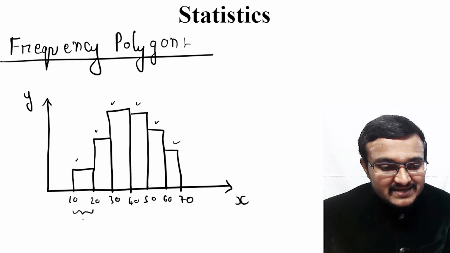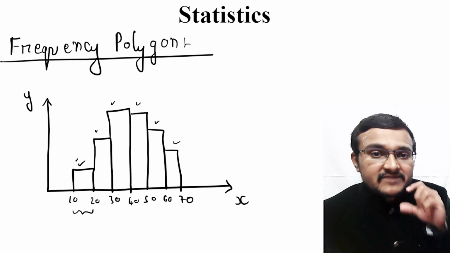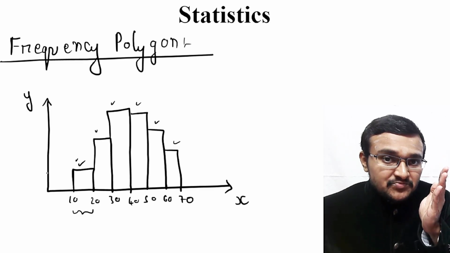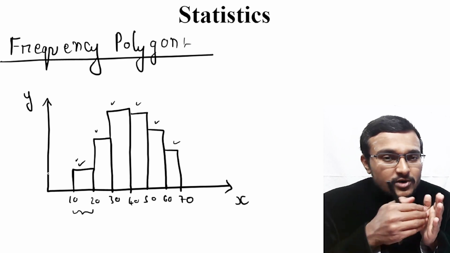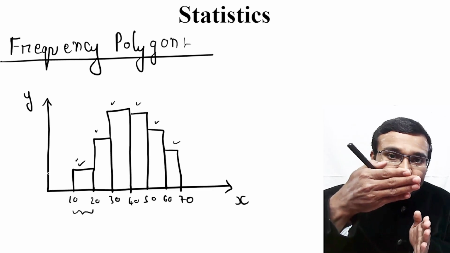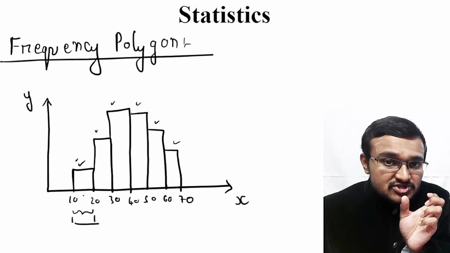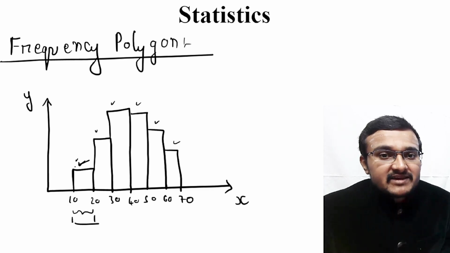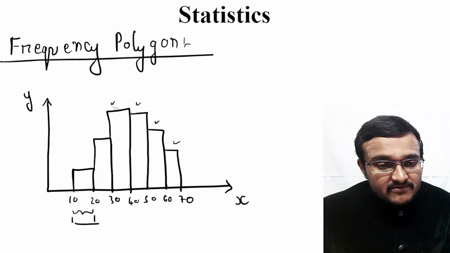From 10 to 20 range, the height of this rectangular bar gives the frequency. That means on the y-axis you have the variable, such as the number of students or marks, or whatever the quantity is. So the height of that rectangular bar gives the frequency of that particular range. Now, what do we mean by a frequency polygon?